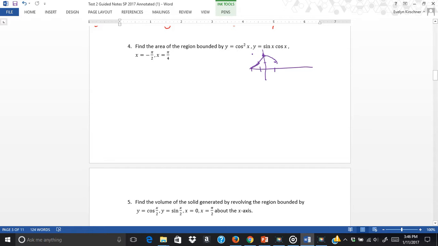Now I'm going to do sine x cosine x. Sine and cosine are the same at pi over 4, and so it becomes 1/2. At 0, sine is 0, so it's 0. At negative pi over 4, it's 1/2, but it's negative 1/2 this time, and then at pi over 2, it's 0, so it looks like this. So it's going to be this one minus that one when I do my area.